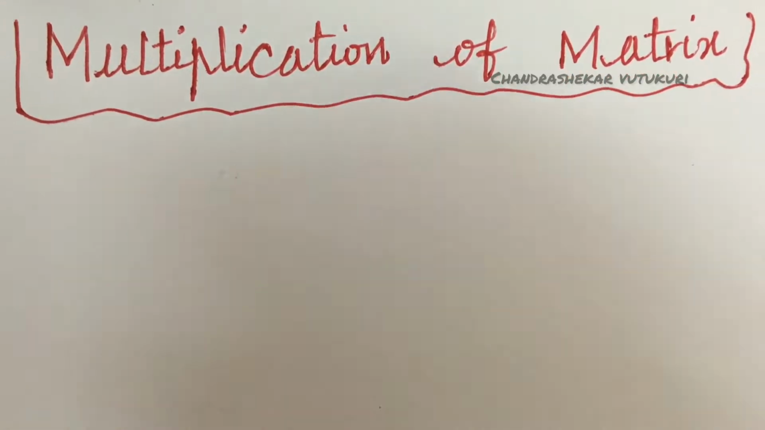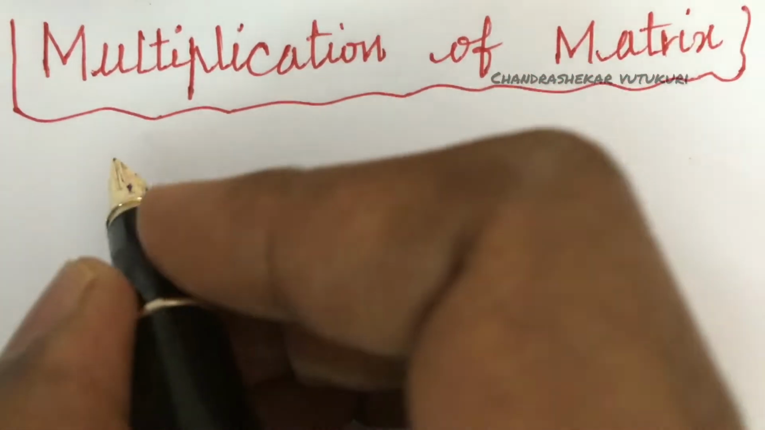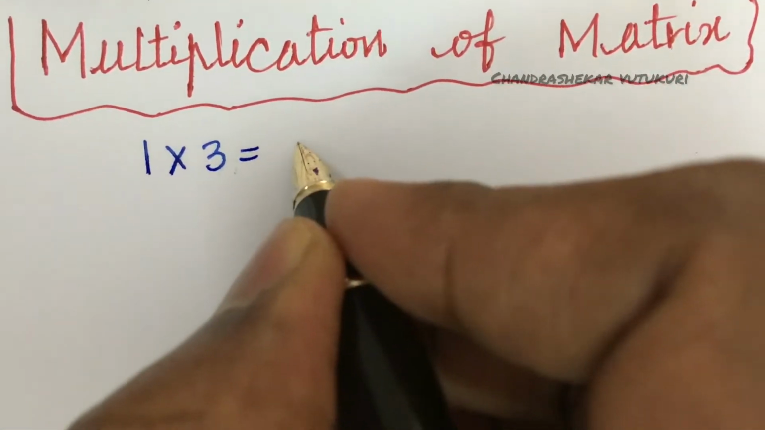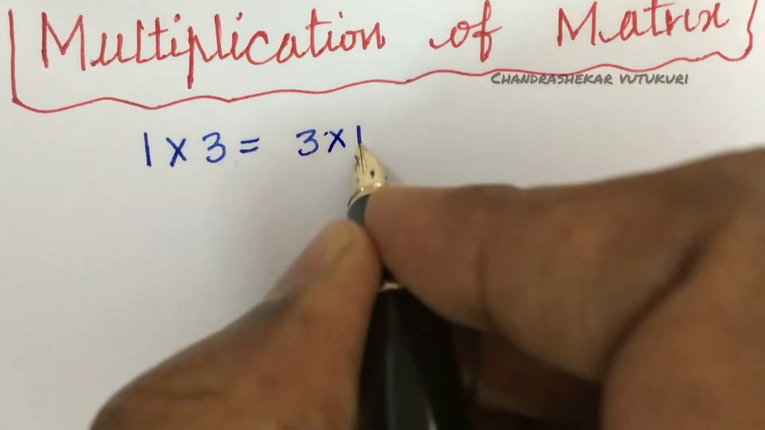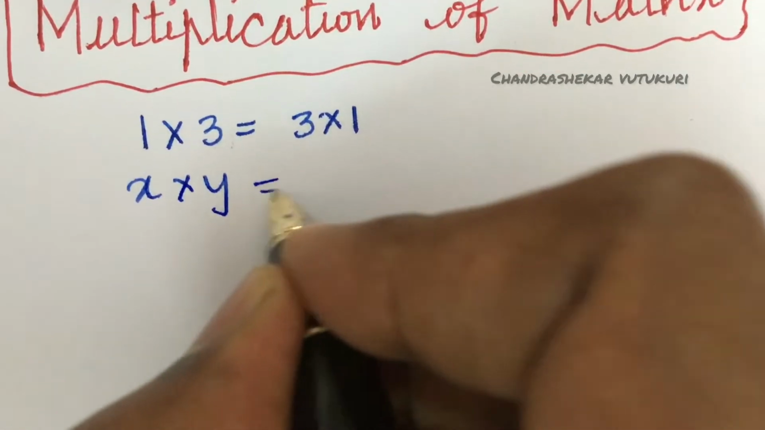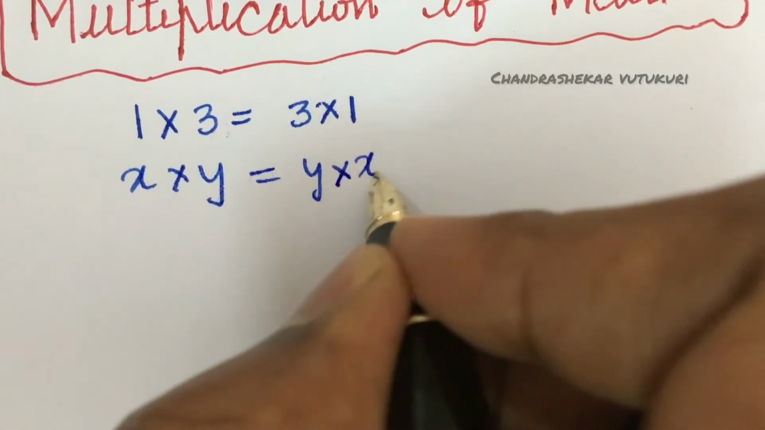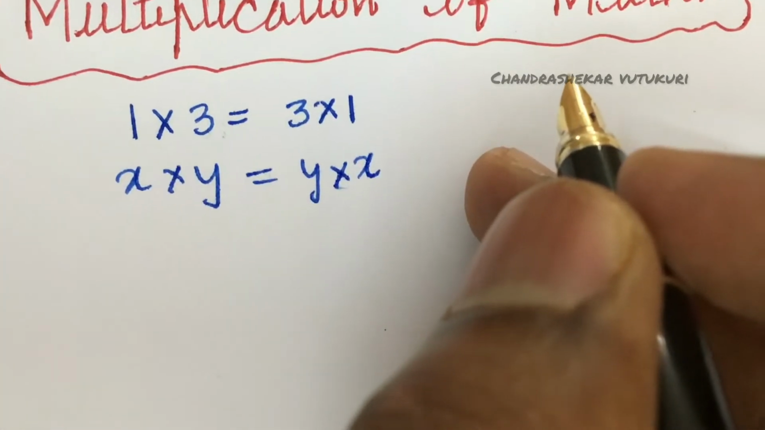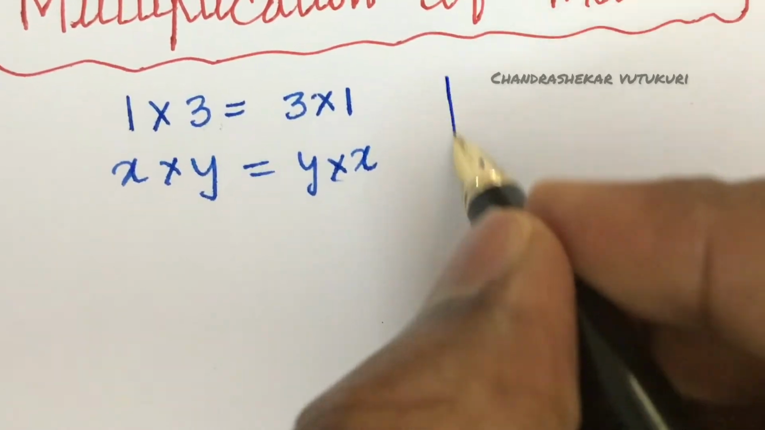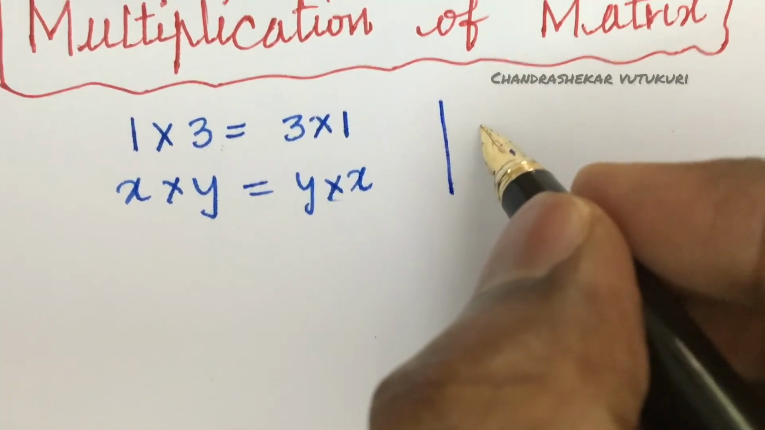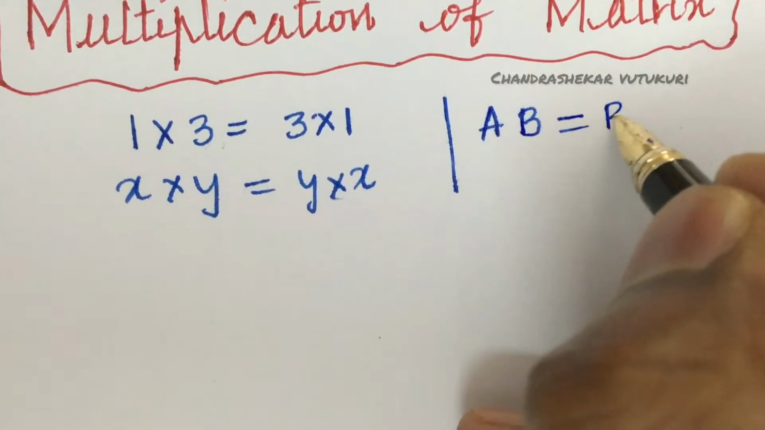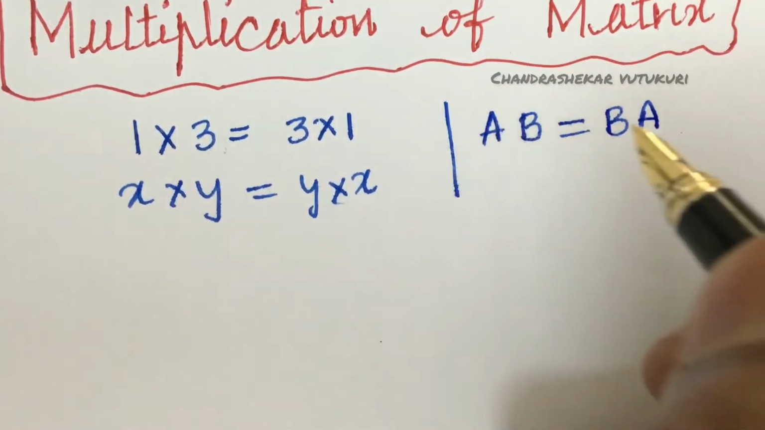The compatibility is all about, like in normal multiplication, if you see 1 times 3 gives us 3 times 1. Isn't it, dear students? I mean x times y is nothing but y times x. This is all about the commutative property of multiplication. But whereas if you take into consideration matrices, A times B is equal to B times A may not be possible all the time.